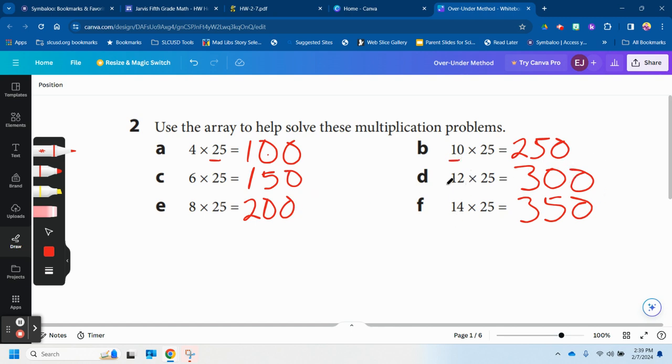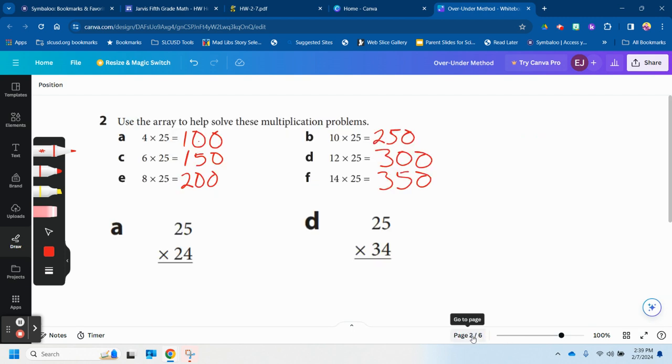So if you see the pattern, that helps you here. If 12 times 25 is 300, 14 times 25 would be 350. And then once we do this, we can use this to help us solve additional problems.